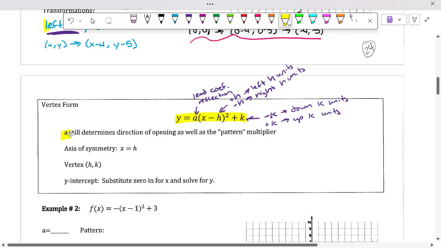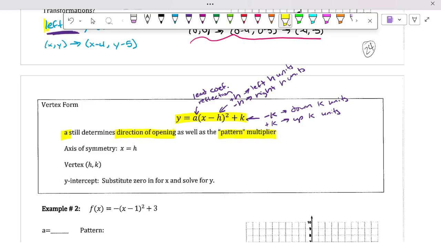Now again, A still determines the direction of opening as well as its pattern multiplier. So if it's negative, that means we're going to change all of our values to negative. If it's positive, they stay positive. If there's a 2 or a 3 there, which we'll do in a little bit, you'll see what happens. Axis of symmetry is still x equals h.